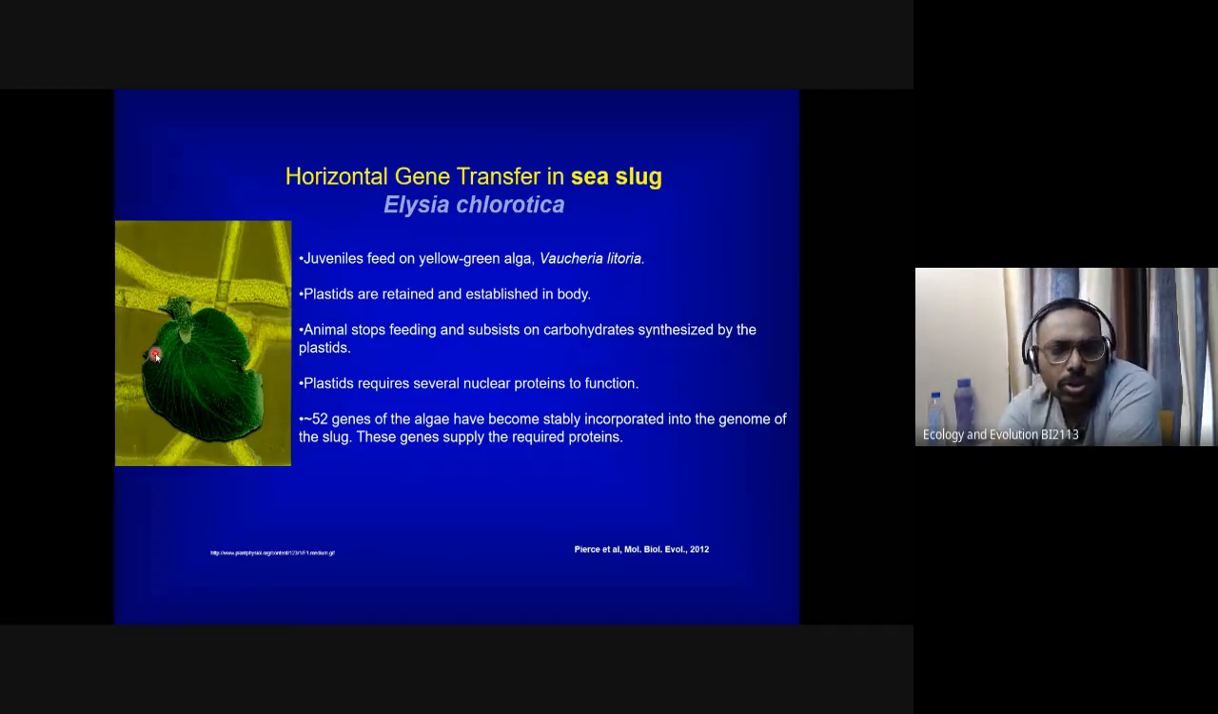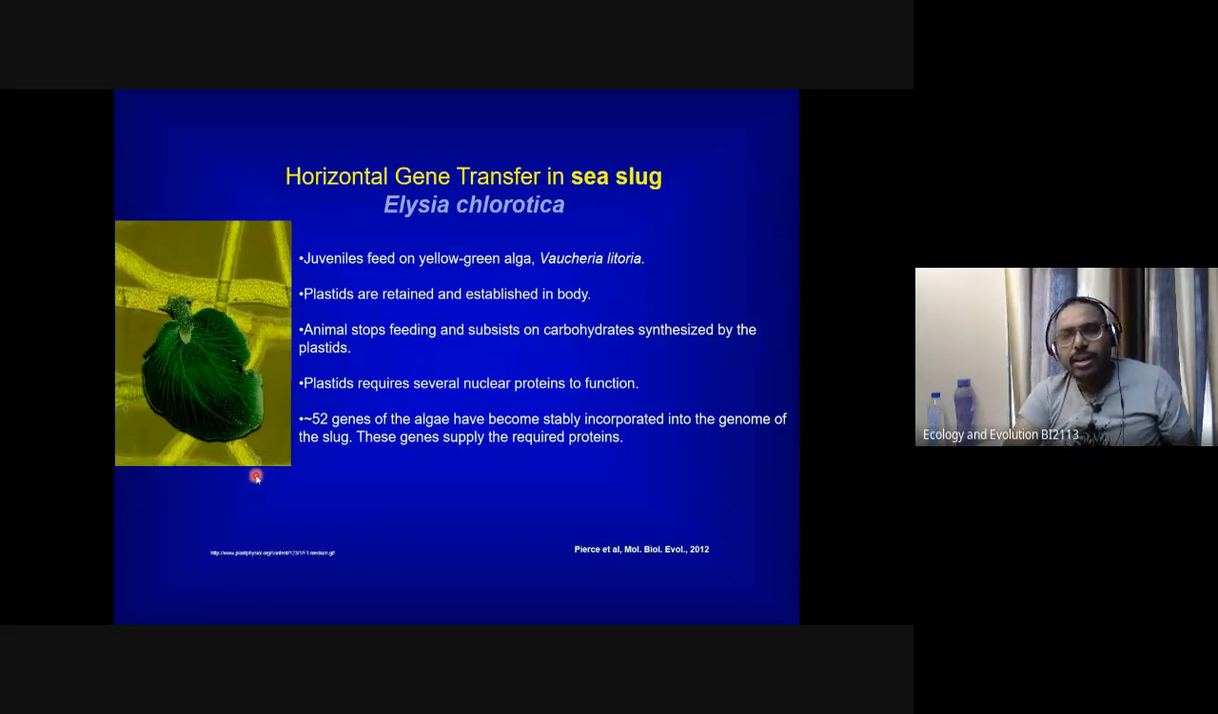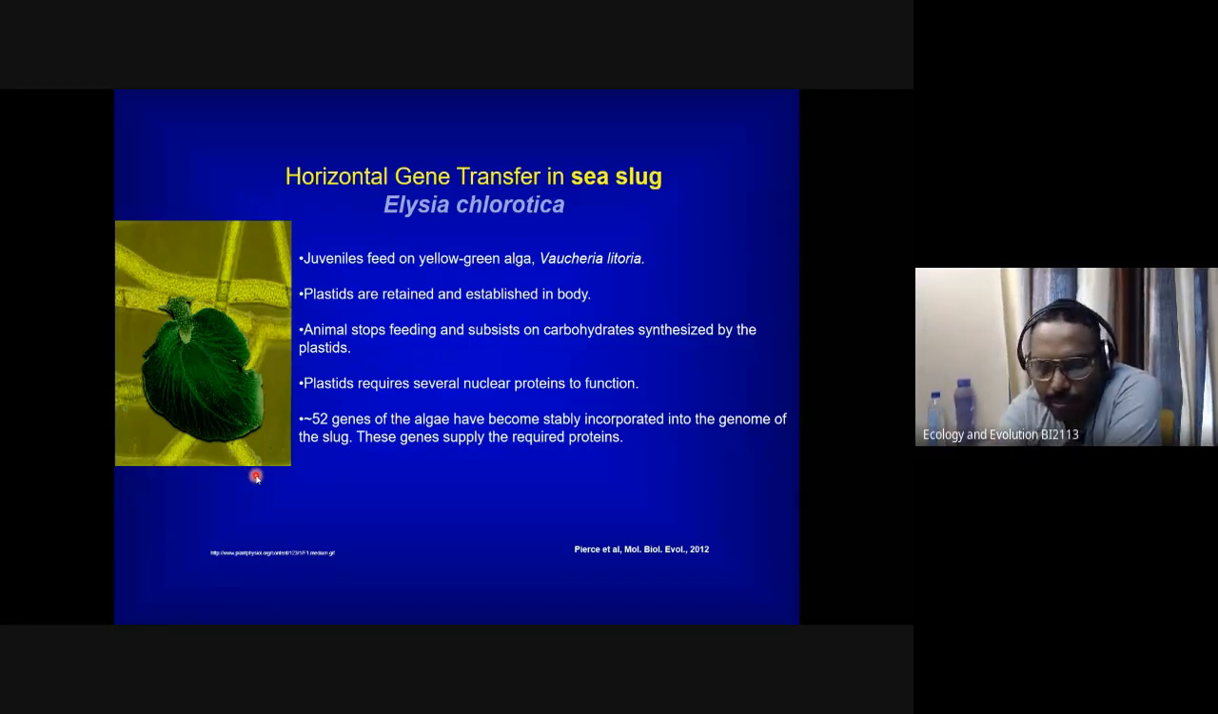However, it turns out that plastids require several nuclear proteins to function. And these people had shown that about 52 genes of the algae have become stably incorporated into the genome of the slug, and these genes are the ones which are supplying the nuclear proteins for the slugs to operate. So this was supposed to be the example of horizontal gene transfer in animals.